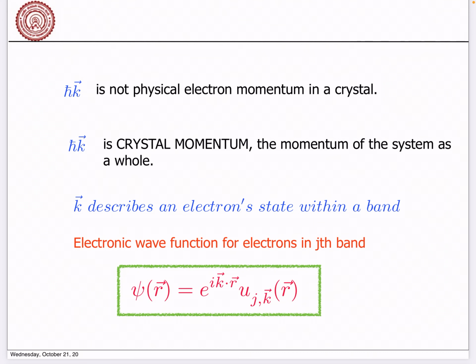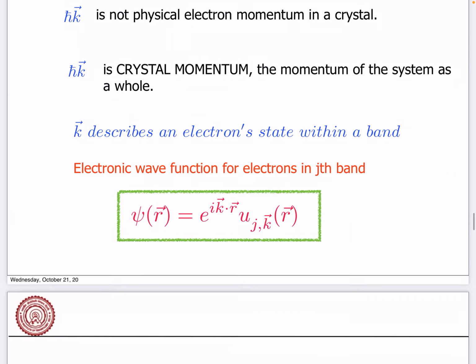So h-cross k, which you have considered in Sommerfeld theory or free electron theory as the momentum of an electron, in band structure is not the momentum of the electron. It is the momentum of the crystal system as a whole.